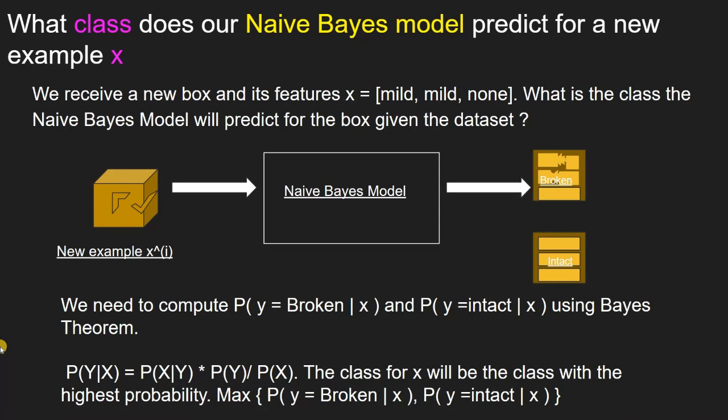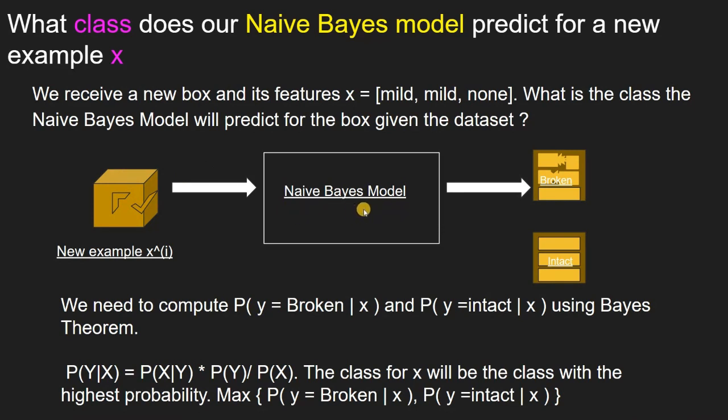And we want to know what is the class the naive Bayes model will predict for the box X given the data set. Below I have a depiction of this. Here we receive our new box, and you can see it has a mild amount of dents, it's mildly discolored, and it has no openings in it. So we receive this new box with these three features, and this is going to get fed into our naive Bayes model.